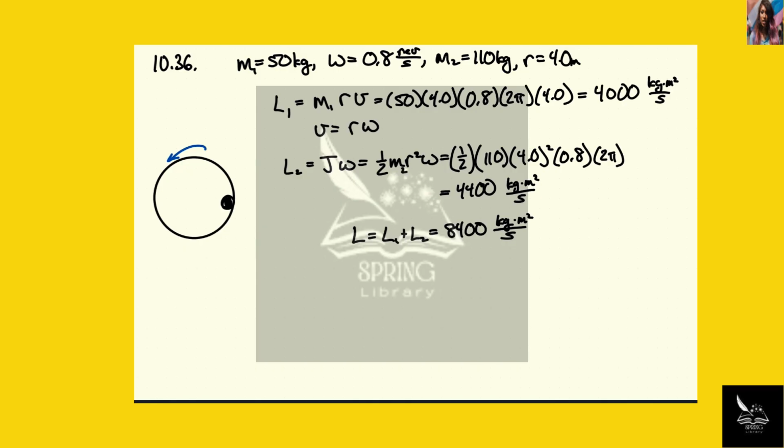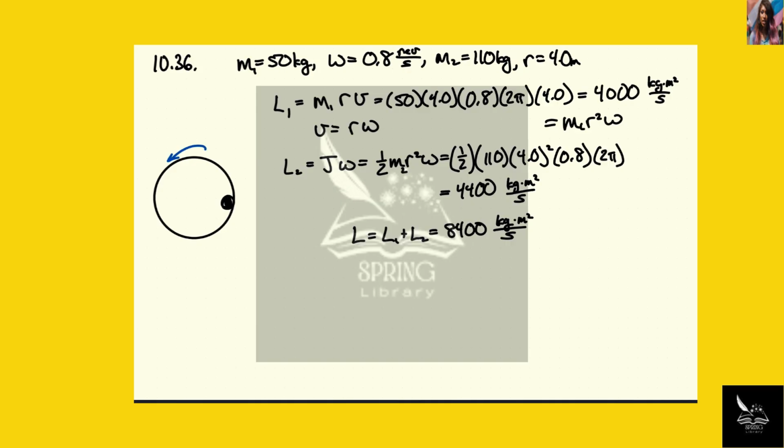I didn't actually calculate J for this because I just used it in terms of the linear velocity. Anyway, I should write in here that this is also equal to m1 r squared omega, where this is the mass moment about this rotation axis of the woman.